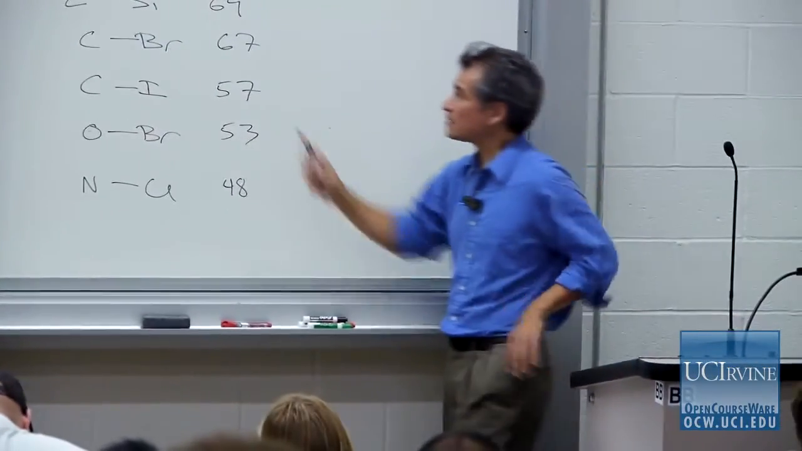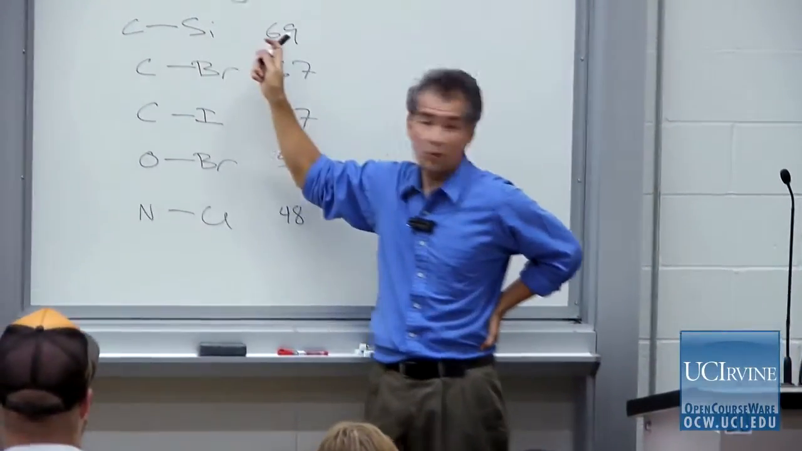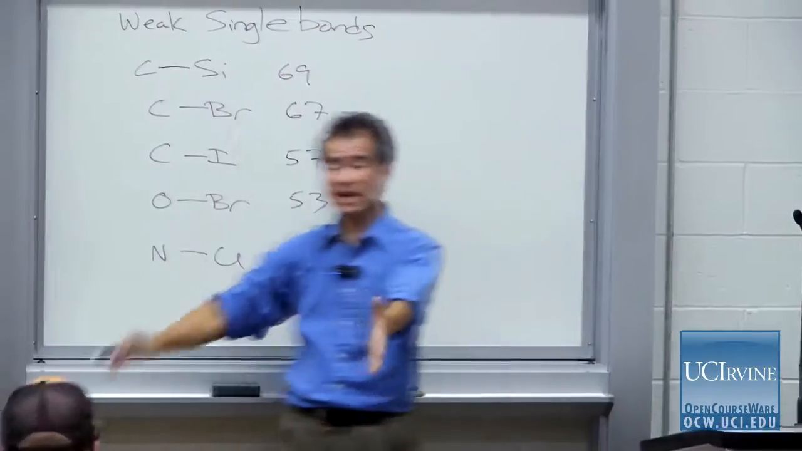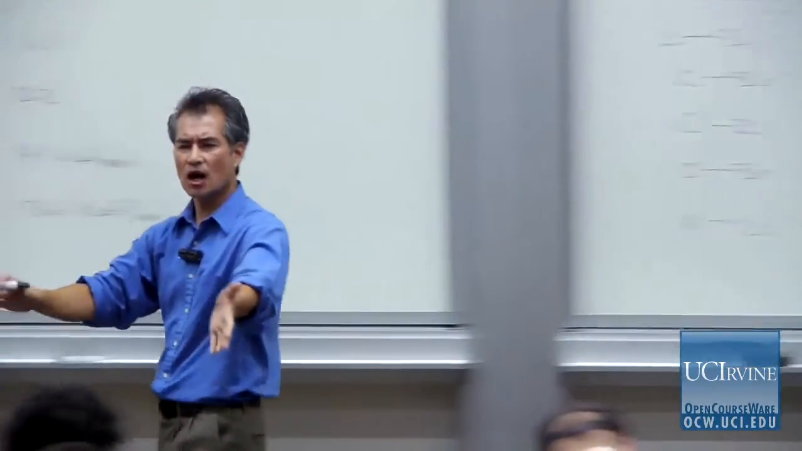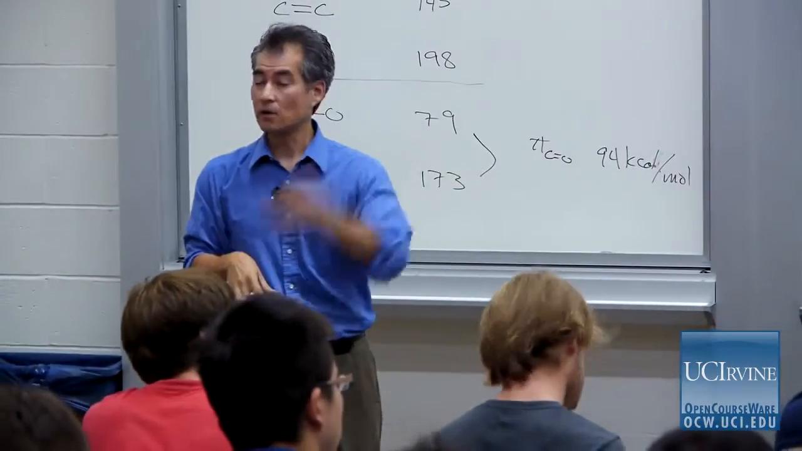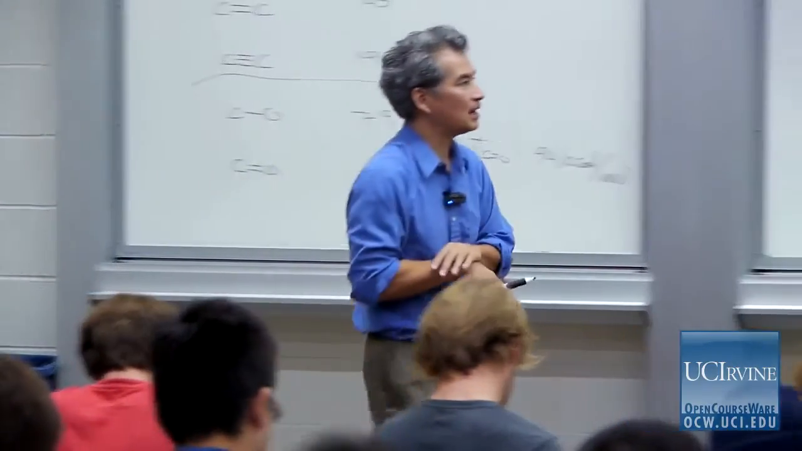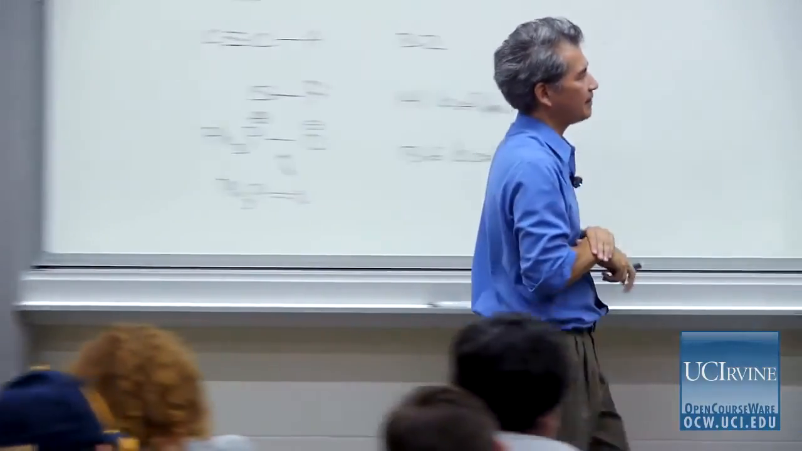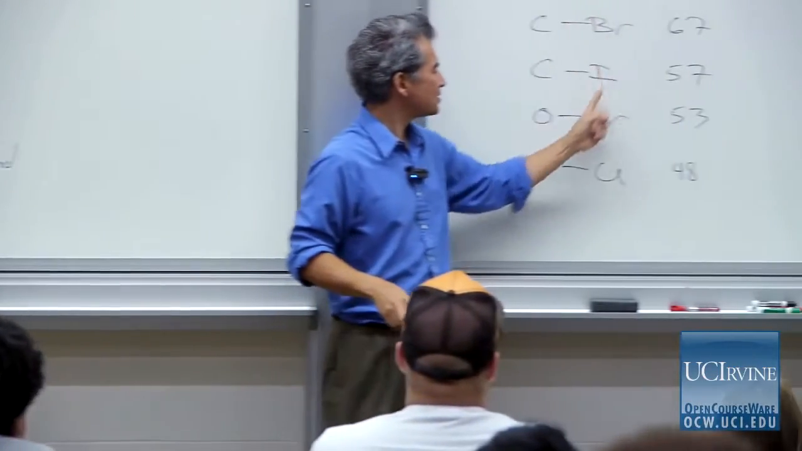Okay, so carbon-silicon bonds, single bonds tend to be weak. If you have a chance, you'd like to trade a carbon, and I don't have the number here, a carbon-silicon bond for an oxygen-silicon bond, or even better, for a fluorine-silicon bond. That'll be thermodynamically favorable.